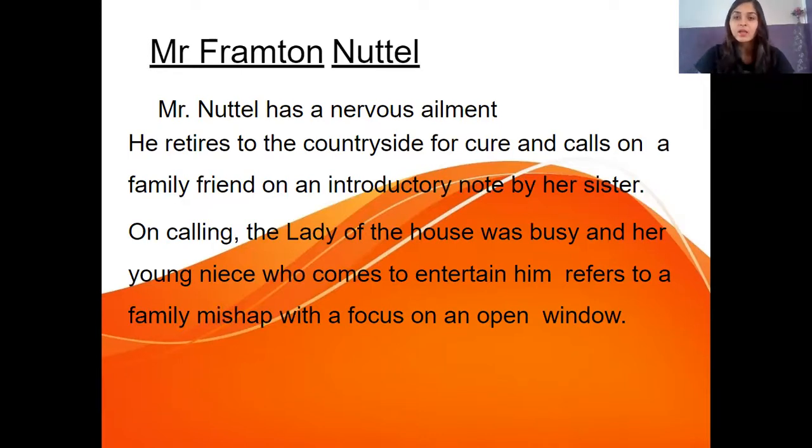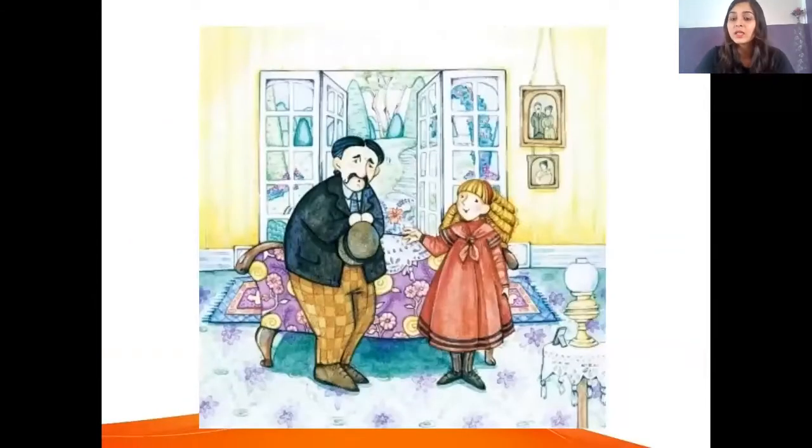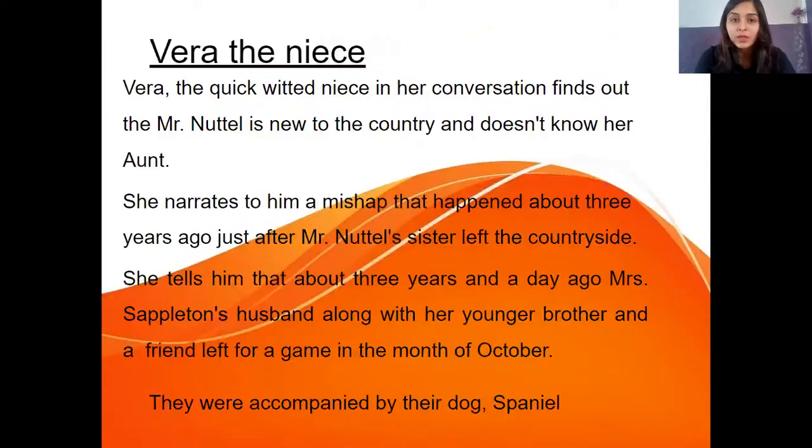He has come to the countryside to cure his ailment, and he has come to a family friend, that means his sister's friend, who is Mrs. Sapleton. And the younger girl, the teenage girl, that is Vera, is Mrs. Sapleton's niece. On calling, the lady of the house was really busy. So Mrs. Sapleton was busy, and that is why her young niece comes and talks to Mr. Frampton Nuttall. And there, when she comes to know that he has come to the house, you can see the open window behind in the picture, and the girl talking to him. So Vera, the small girl, is the niece.